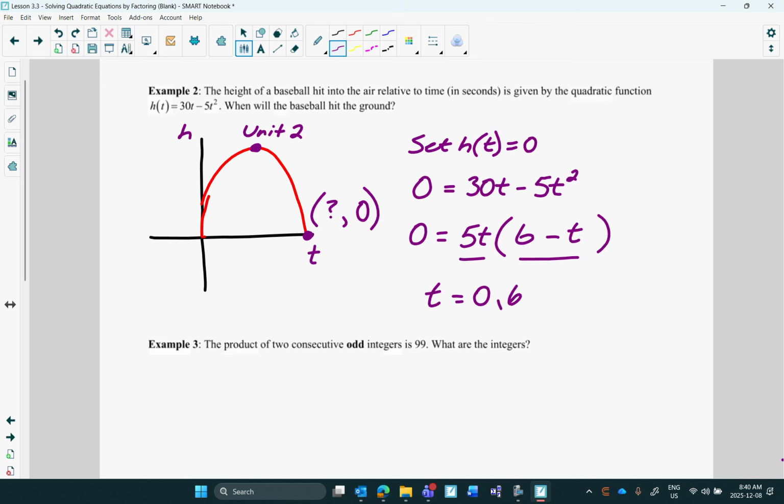So we've got two answers, which is a little bizarre. But if you think about it, which one is actually the correct answer? 6, because this one is here. It's when the baseball is first hit. So that's not the solution. Our only solution is 6. So we could just write after 6 seconds. And we're done.